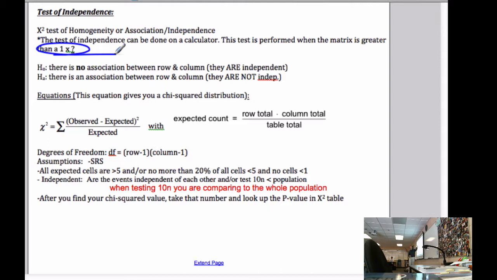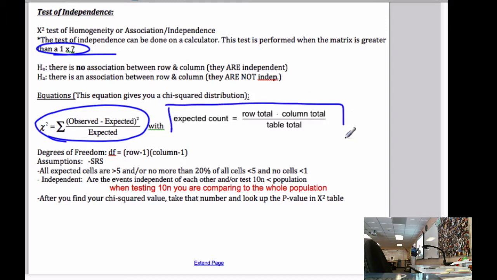H null: there is no association between row and column, or they're independent. H alternative: there is an association between row and column, or they're not independent. That's the generic. Here's your equation. Has your equation changed from the chi-squared goodness of fit? Has that equation changed at all? No. Here is what has changed: your expected count.